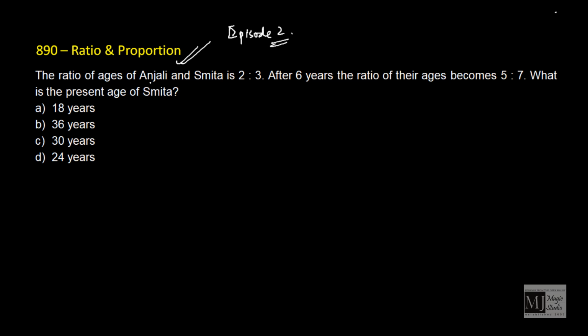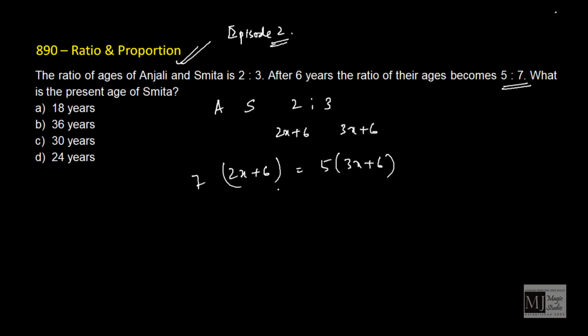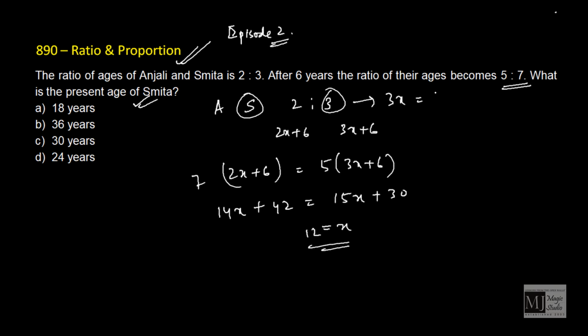The ratio of ages of Anjali and Smita is 2:3. After 6 years, 2x plus 6 and 3x plus 6, the ratio will become 5:7. So (2x plus 6) into 7 is 5 times (3x plus 6). 14x plus 42 is 15x plus 30. X is equal to 12. What is the present age of Smita? Present age of Smita is 3x, that is 3 into 12, 36 years. Option B fits in.